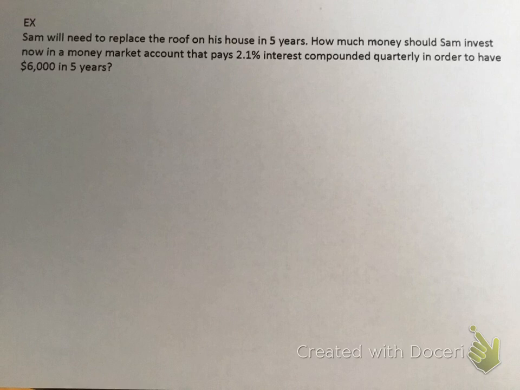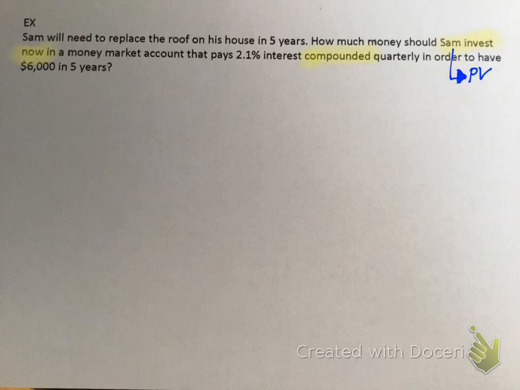So Sam will need to replace the roof of his house in 5 years. How much money should Sam invest now? There's that wording again. In a money market account that pays 2.1% interest compounded quarterly in order to have $6,000 in 5 years. I highlighted those important words. Those words, invest now and compounded, tell us that we have a present value type of problem.